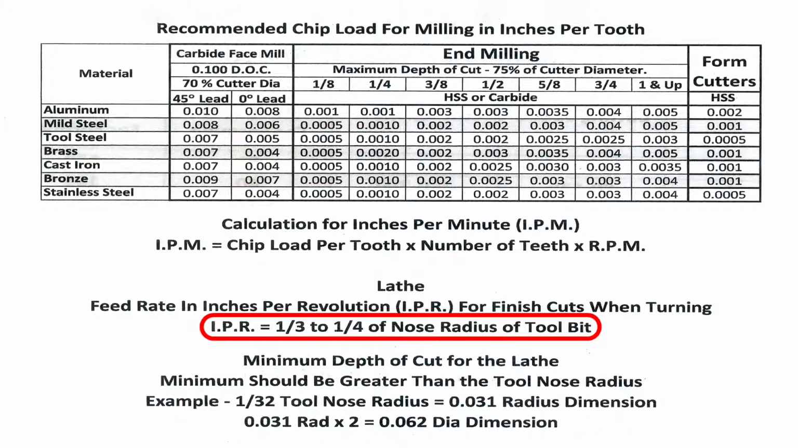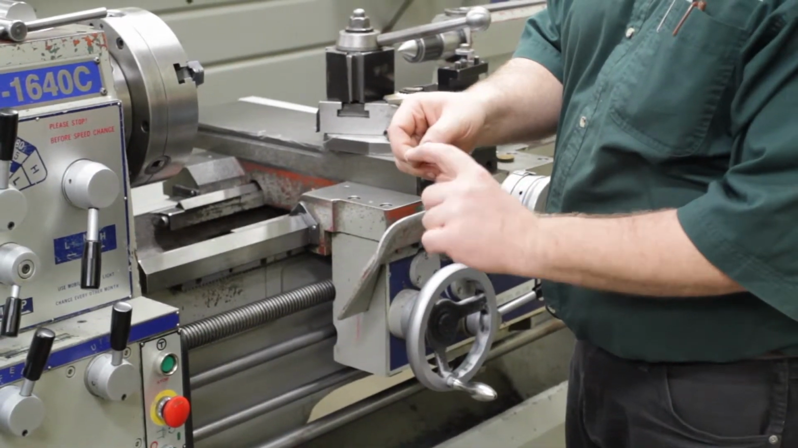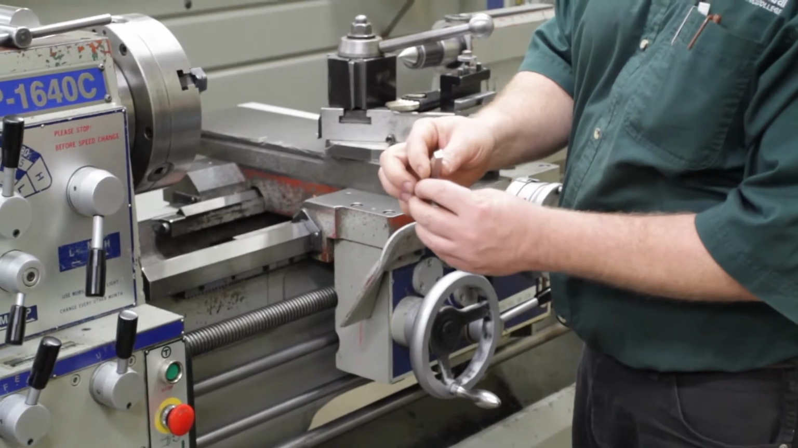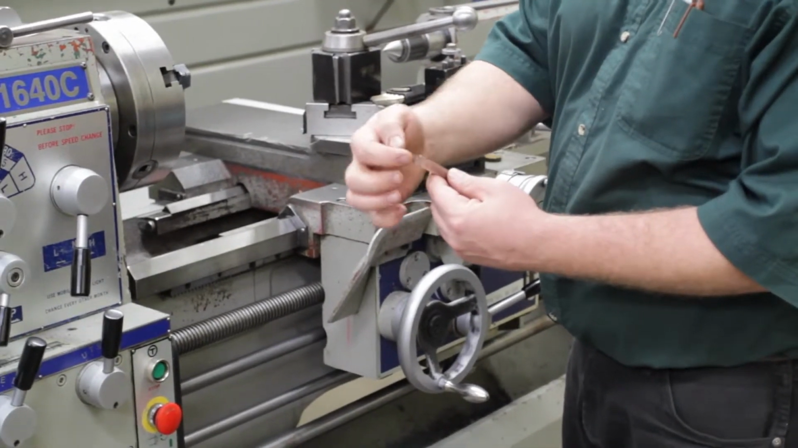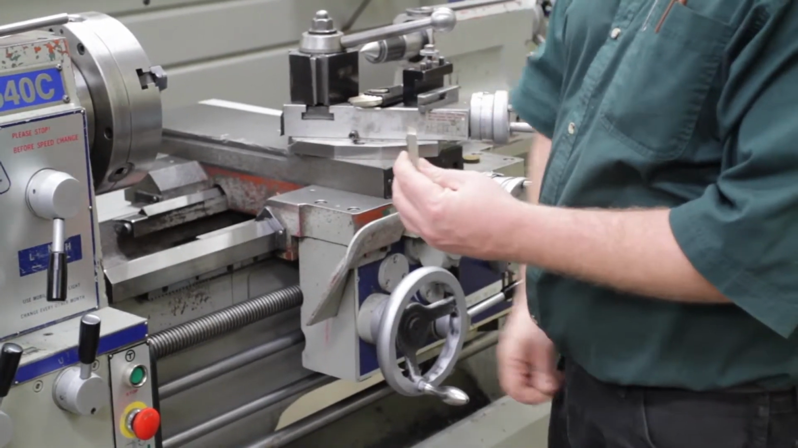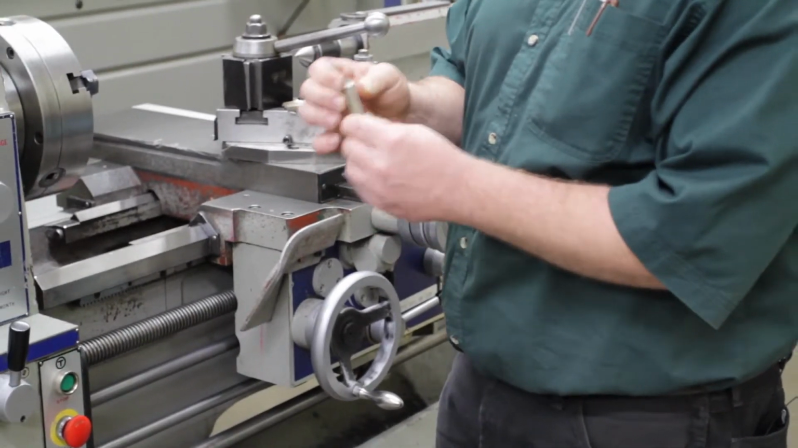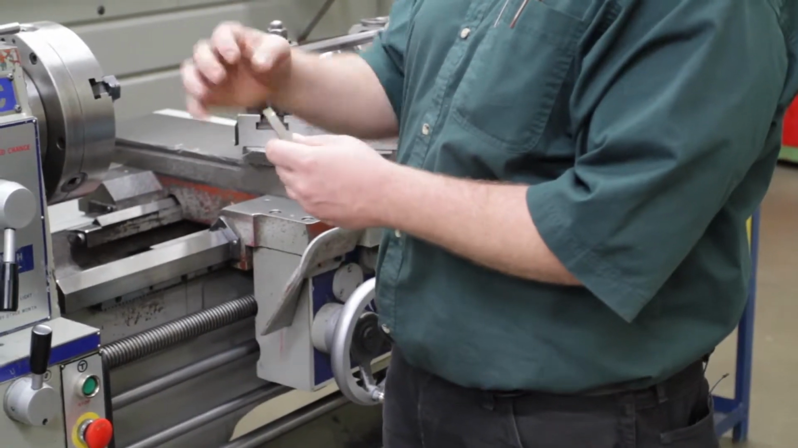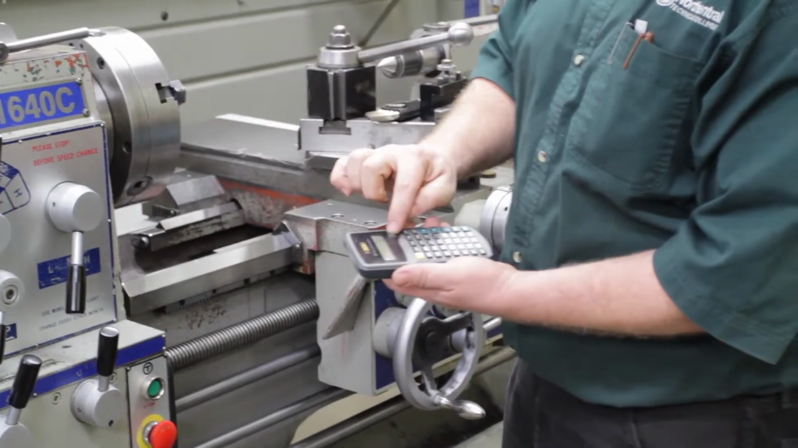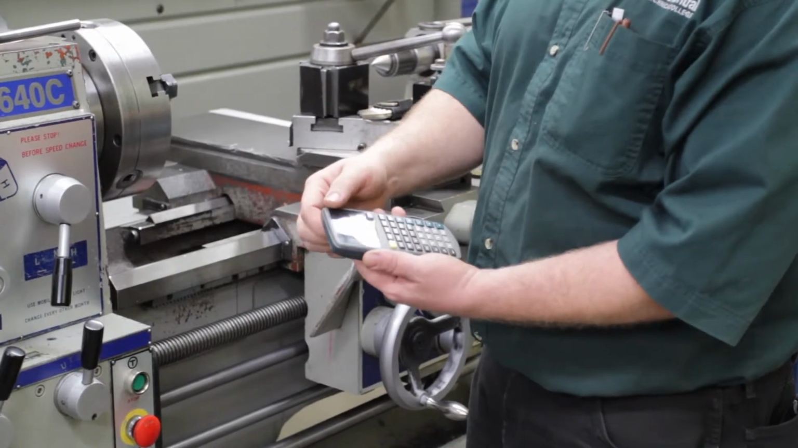Inches per revolution is equal to 1/3 of the nose radius on your tool bit. When we ground our tool bit, on the very end of the tool, we put a very slight radius. Right here on the tool, that's the radius that we're talking about. On this tool, it's about a 15 thousandths nose radius. So on this cutting edge of the tool, it's 15 thousandths. We have to feed 1/3 of that. So 0.015 divided by 3 equals 0.005.